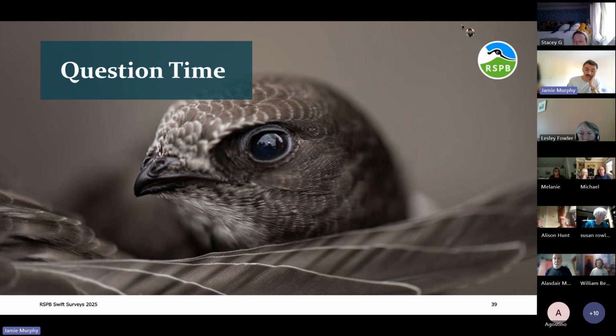I think the reason why that functionality is in there is if people have got Swift nesting in their own houses and they're willing to do that, or if they put boxes up and they want to have photos for people to see on there, then they're able to do so.